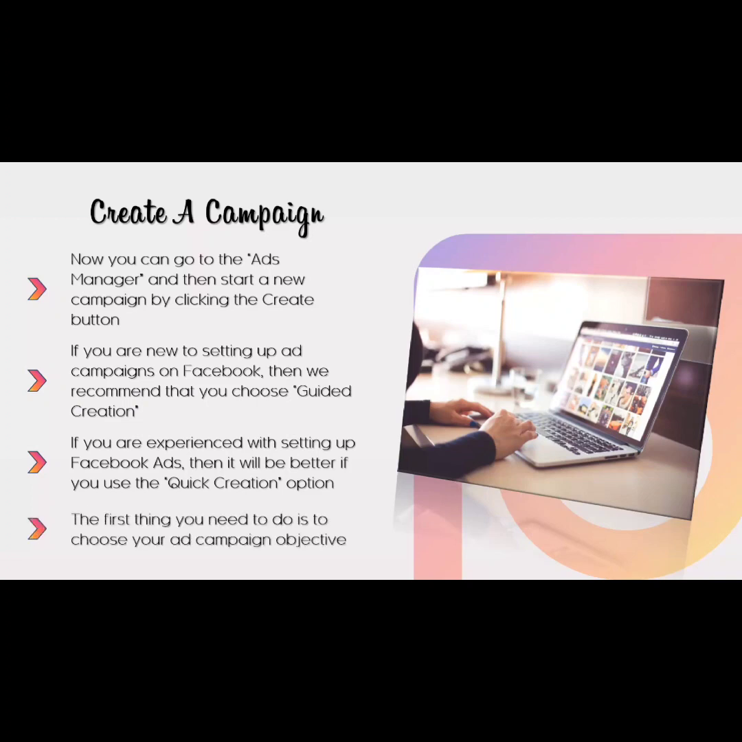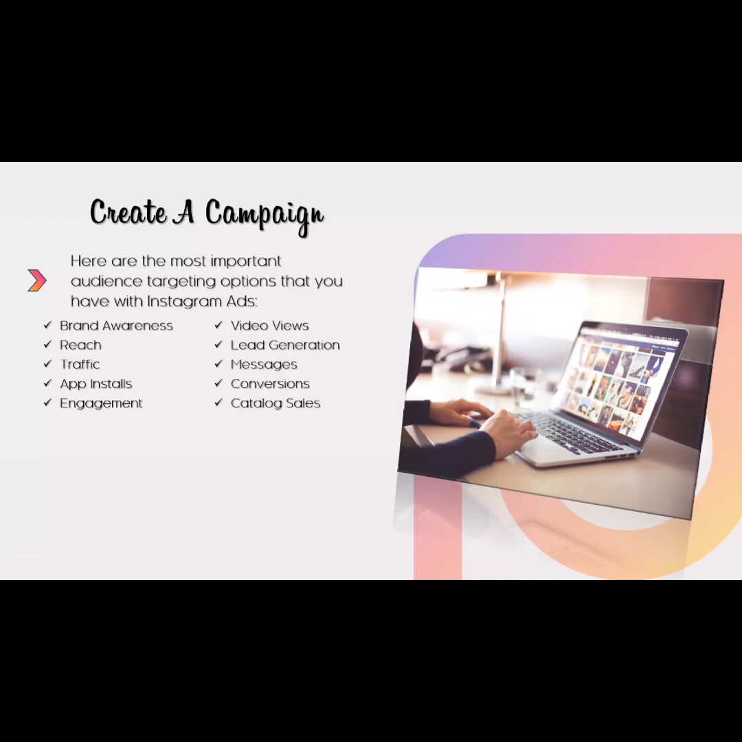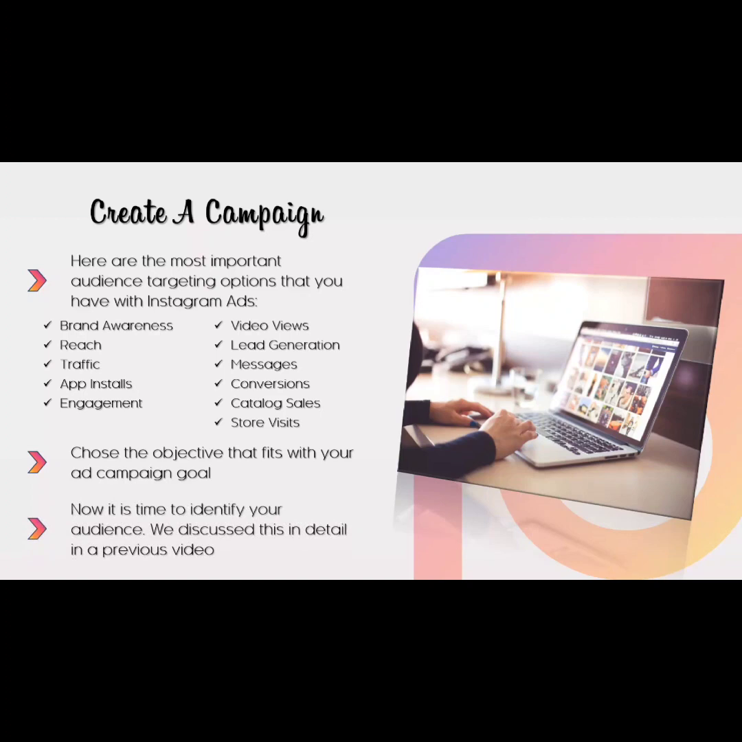The first thing you need to do is choose your ad campaign objective. For your Instagram ads, you can choose from the following: brand awareness, reach, traffic, app installs, engagement, video views, lead generation, messages, conversions, catalog sales, store visits. Choose the objective that fits with your ad campaign goal. After selecting your objective, you will be asked to give your ad campaign a name. Create a name that makes sense so that you will easily remember it because you will probably set up many campaigns.